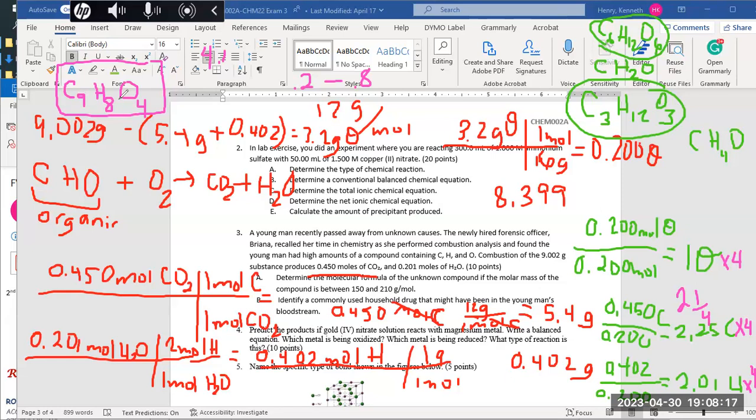So B is just asking for the name of the drug. That's it. That's right. And we just determined it is aspirin. Okay. Aspirin.